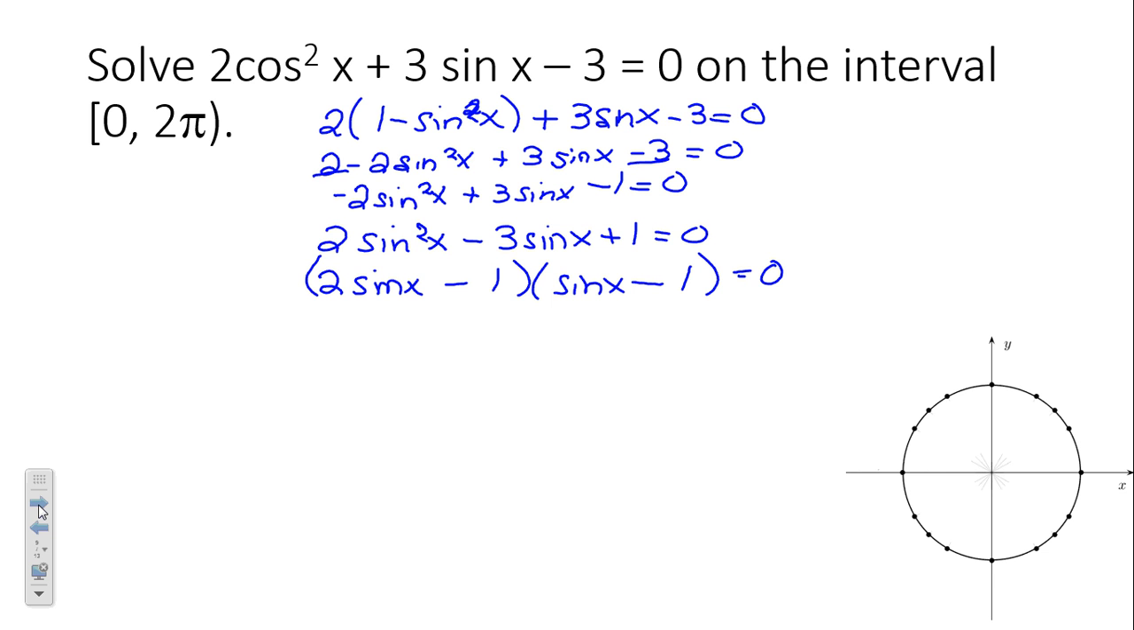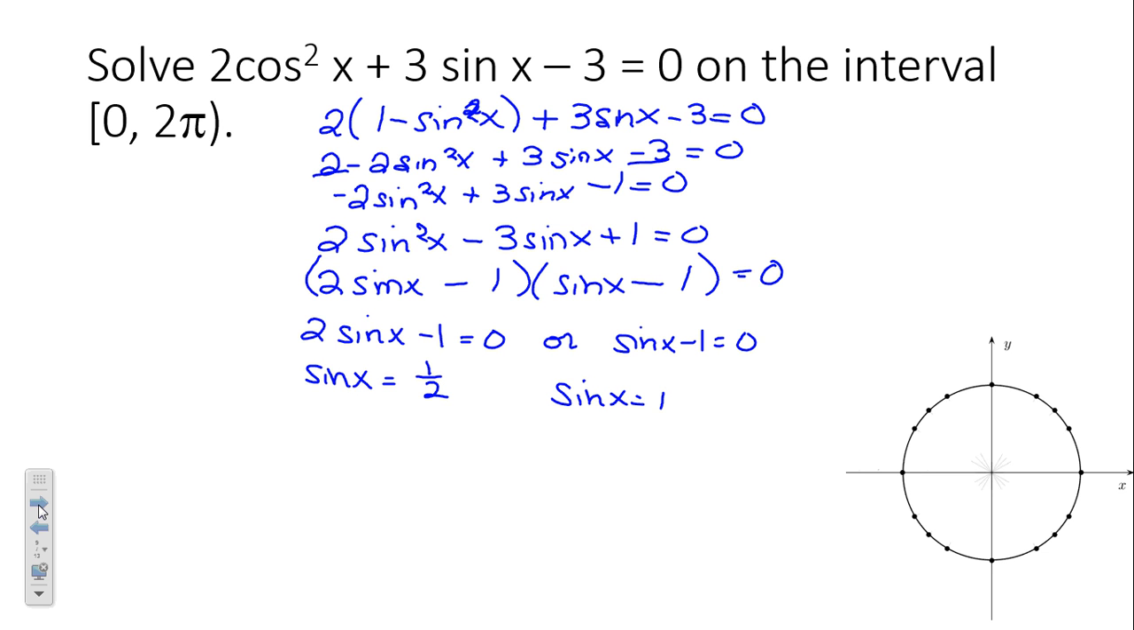Okay? Now that it's equal to 0, take turns and decide what makes this first factor equal to 0. And then we'll also have to take into account the second factor becoming 0. So here, the sine of x will be a positive 1/2. If I skip a step, take the 1 to the other side, divide by 2. Okay? And here, the sine of x will be positive 1.